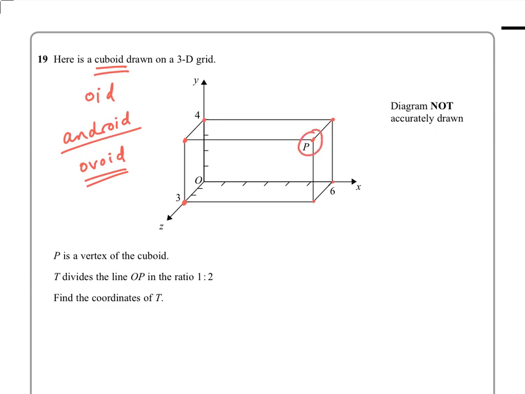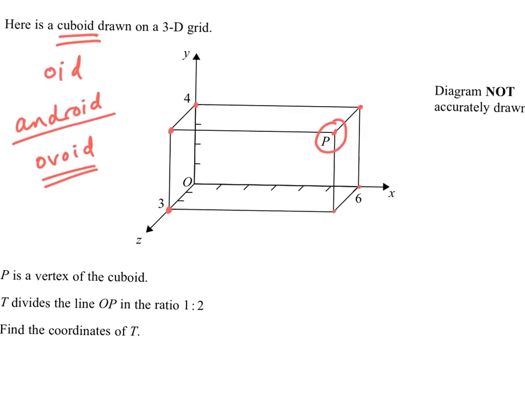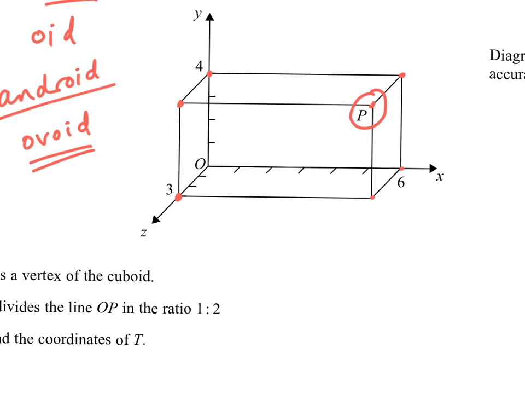T divides the line OP in the ratio 1 to 2. Find the coordinates of T. Well, this is again quite a complicated question, so let's enlarge it a little bit. So if we draw a line from O to P, like so, let's have a look, let's try again. There we go. Then we want to try and look at how we get to that line to start with.